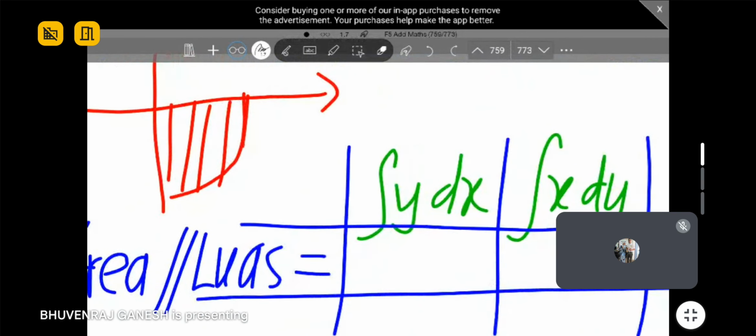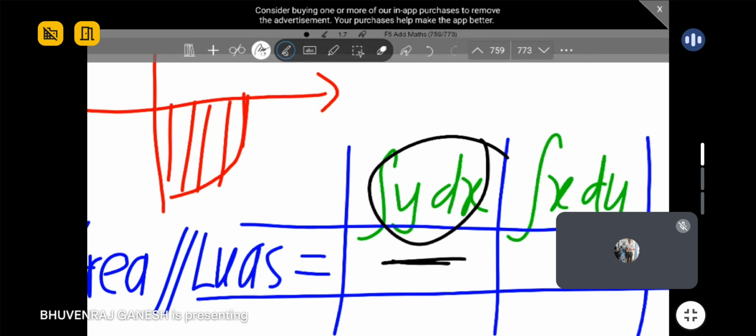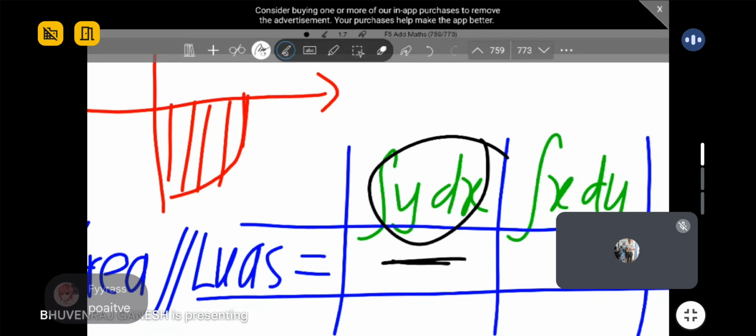How about this? Yang paling kiri dulu. This one. Will you get positive or negative? Okay, let's check and see. Yes, very good. You understand. Okay, the answer is negative. Okay, how about the right one? Adakah luas positif atau negatif? Okay, correct. Positif.